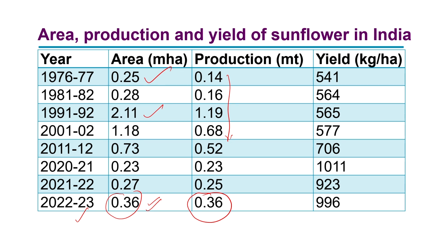Coming to yield in kilogram per hectare, you can see yield also progressed and increased continuously up to, you can say, 2021. In 2021, it was 1011 kilogram per hectare, which was actually 541 in 1976-77. So during this period, you can say yield roughly doubled. And then there is a further decline in yield of sunflower from 2021 to 21-22 and 22-23. So currently the yield of sunflower is roughly around 1000 kilogram per hectare, to be exact 996 kilogram per hectare.